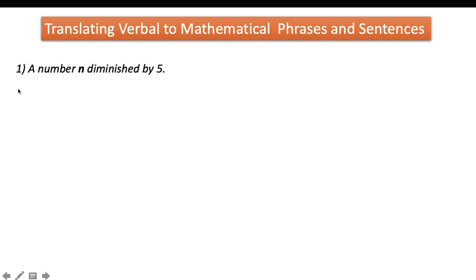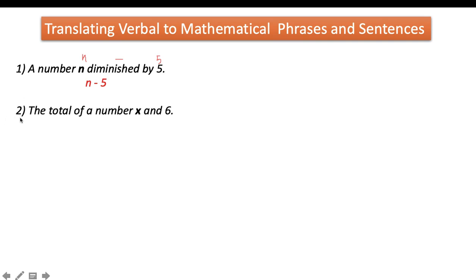So let's get started. In our given number 1, a number n diminished by 5. So our terms here are n, then 5. And we know that diminished is translated as minus. So in this verbal phrase, our mathematical phrase is simply n minus 5.